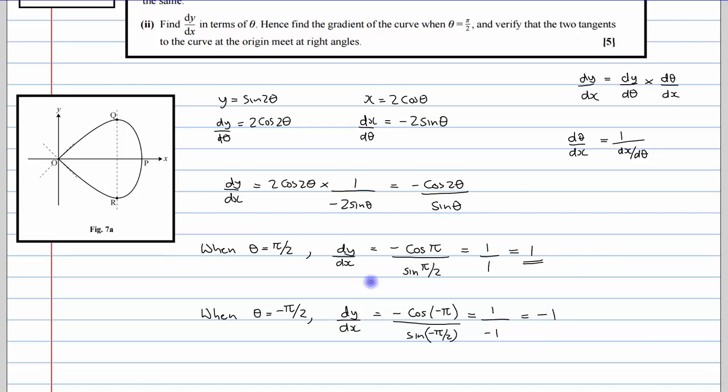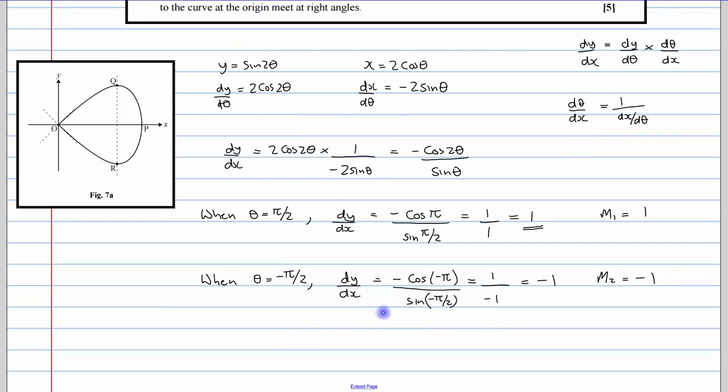So the gradient of the tangent at theta equals pi over 2, we'll call that m1, is equal to 1. And the gradient of the tangent at theta equals negative pi over 2, we'll call that m2, equals negative 1. And you should know that for two lines to be perpendicular, the gradient of one of the lines should equal negative the reciprocal of the other line, which is true in this case. So we can say, therefore, the lines are perpendicular.